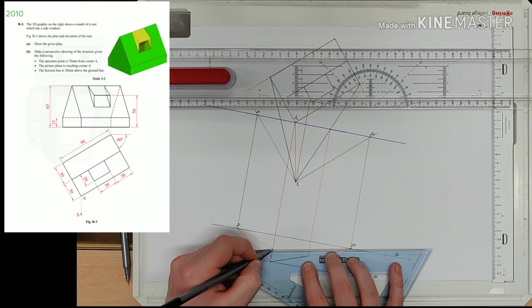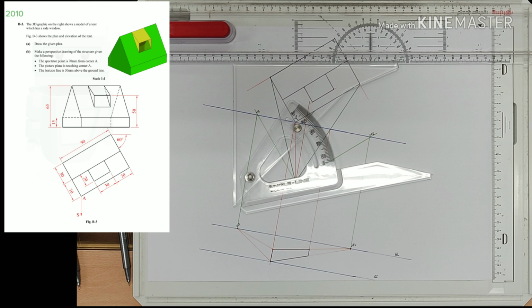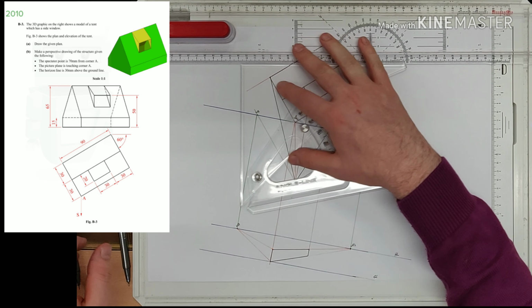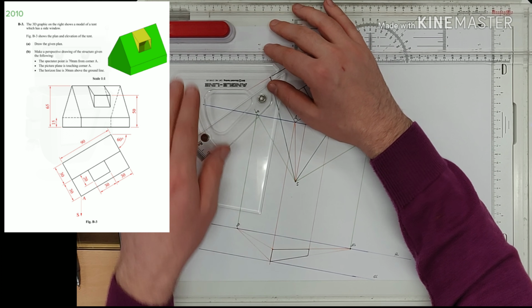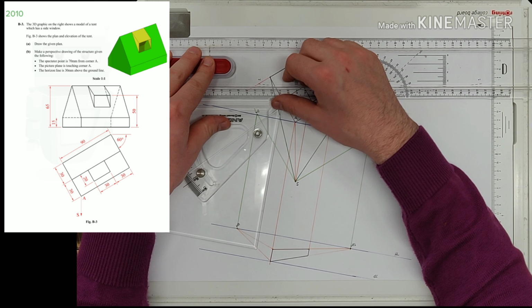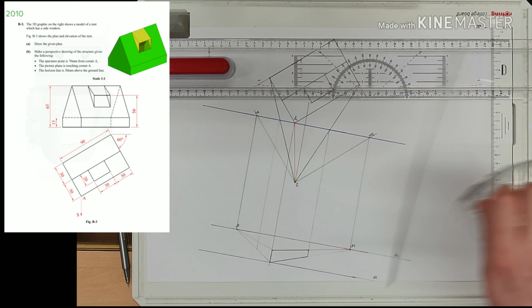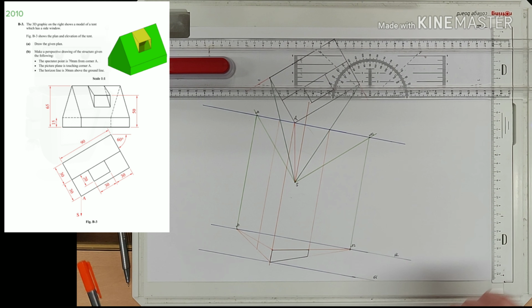The same is going to happen on this side of the house. And I know that this is the back point, so he's already joined to the spectator. So where he hits the picture plane, I can drop him down as well. Okay, so now I'm going to darken in any other lines that I know I can darken in. Just this ground line here.